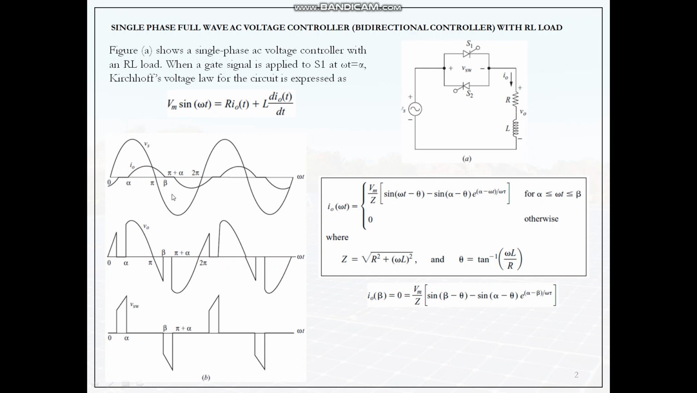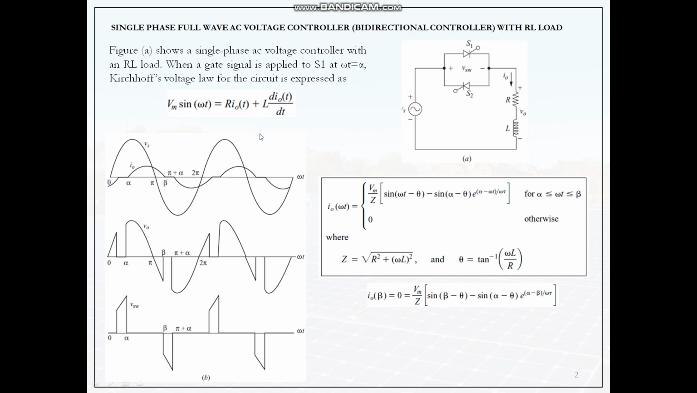So you can see that the output voltage will look something like this, and the output current is something like this. If you want to plot the switch voltage that it is blocking, here you can see from this point of time to this alpha, this portion of the voltage is blocked by the switch. Similarly, this portion of the voltage is blocked by the switch. So this is the voltage across the switch.